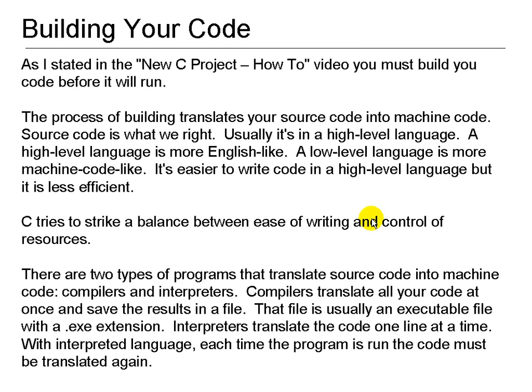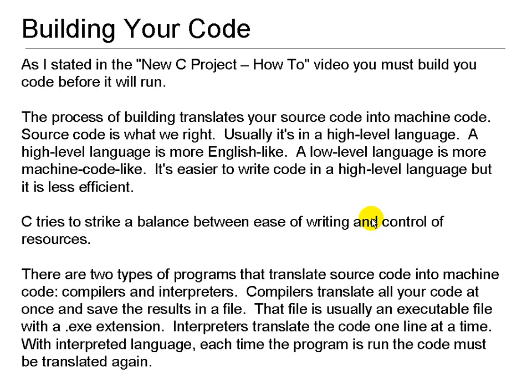As I stated in the new C project how-to video, you must build your code before it'll run. The process of building translates your source code into machine code. Source code is what we write. Usually it's in a high-level language. A high-level language is more English-like. A low-level language is more machine code-like.